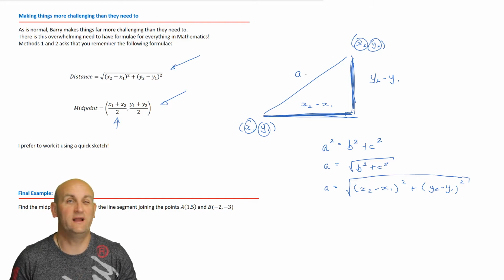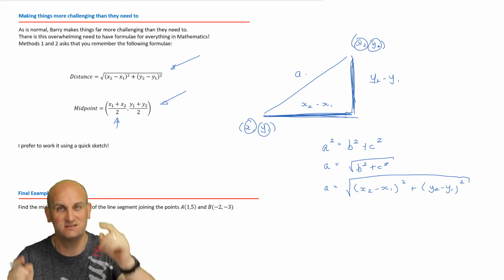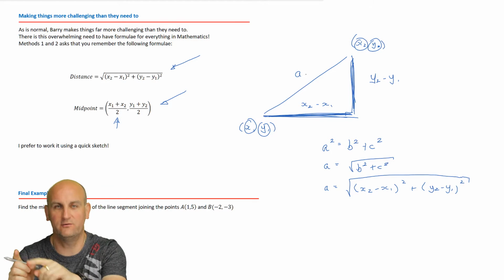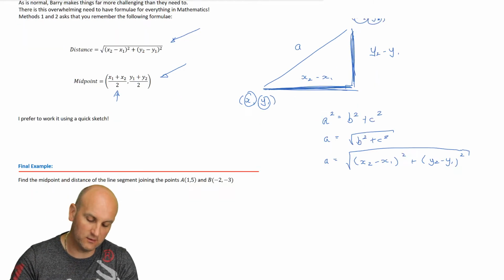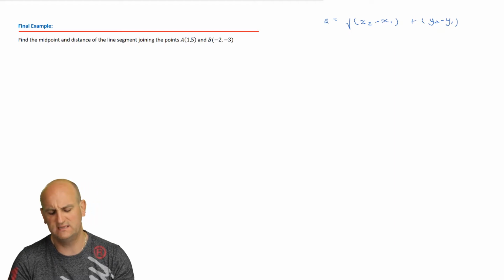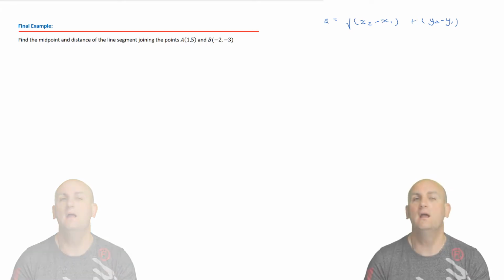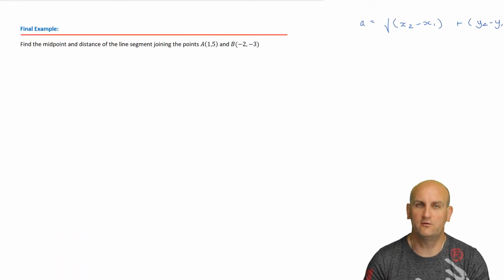Now, if I'm honest with you, I never remember the formulas. I know they exist, and if I had to push come to shove, had to use them. But to me, it's just easier to draw two dots, right angle triangle, and off we go. Now, obviously, lots of the questions you're going to end up doing are going to look like this. Find the midpoint and distance of the line segment, join the points A (1, 5) and B (-2, -3). And you're going to go, oh, do I have to draw a right angle triangle there?